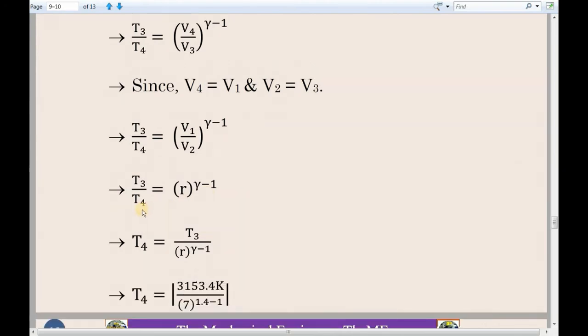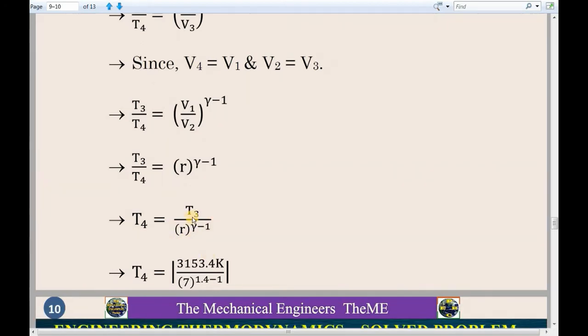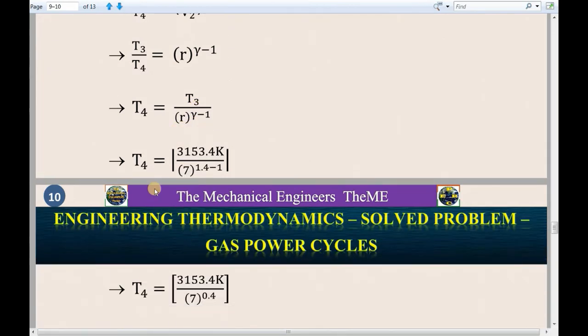In this formula, move T4 to the RHS and bring this R to the power of gamma minus 1 to the denominator of LHS. We get T4 is equal to T3 divided by R to the power of gamma minus 1. In this formula, we know the values of T3, R and gamma. So just substitute the values. We get T4 is equal to 3153.4 Kelvin divided by 7 to the power of 1.4 minus 1.